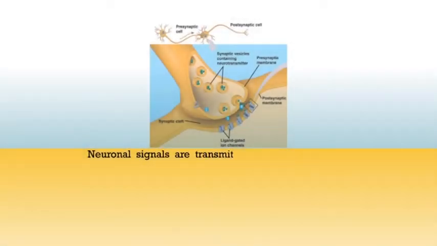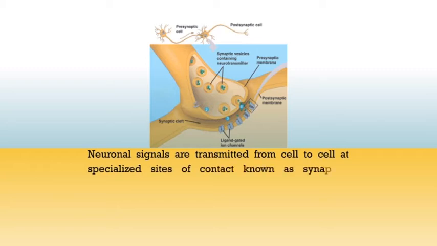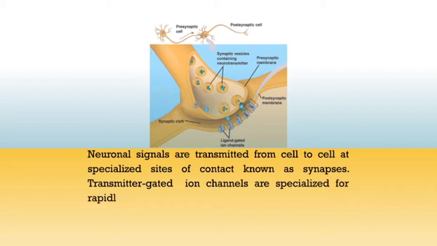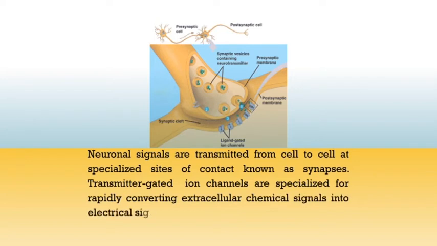Neuronal signals are transmitted from cell to cell at specialized sites of contact known as synapses. Transmitter-gated ion channels are specialized for rapidly converting extracellular chemical signals into electrical signals at these chemical synapses. The channels are concentrated in the plasma membrane of the postsynaptic cell in the region of the synapse and open transiently in response to the binding of neurotransmitter molecules, thereby producing a brief permeability change in the membrane.